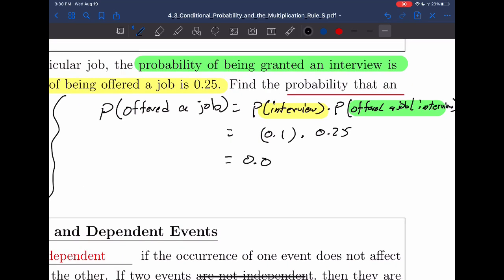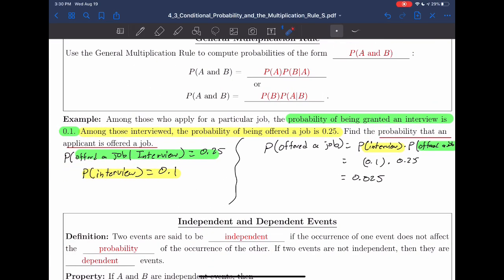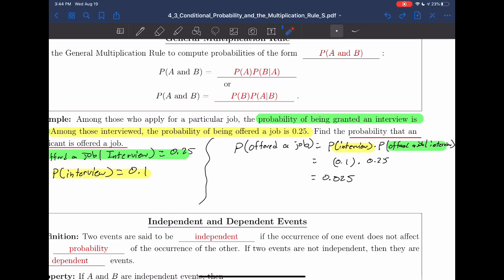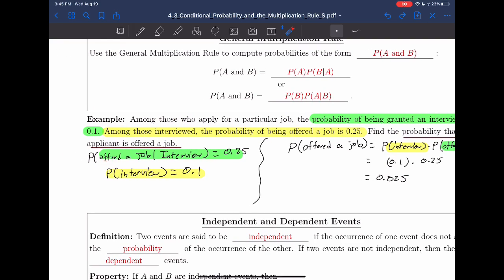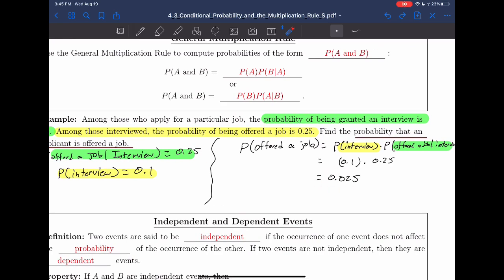And notice this is an extremely small number. So you have a lower chance of getting offered a job without an interview than actually getting the job with an interview. And this makes sense, because nobody ever just hires you for a job without giving an interview. So that's why the probability of you getting a job with an interview is a lot higher than you getting the job without an interview.